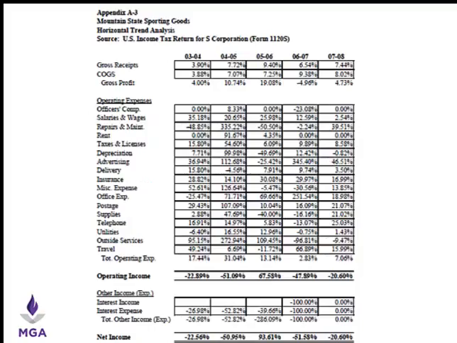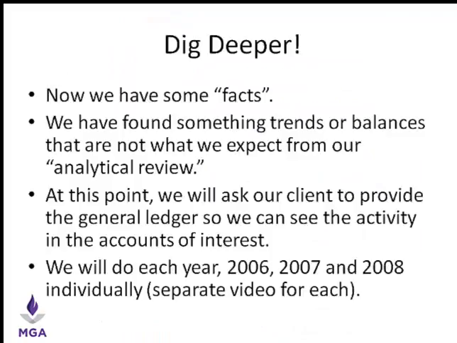You can also tell from looking at the horizontal analysis the places where things have ballooned, like advertising, repairs and maintenance, insurance, miscellaneous expenses, office expenses. So these are things we're going to be looking into in more detail, asking them to pull the back up and looking at the general ledger. So in the next video we will be looking specifically at the 2006 general ledger to see what we can learn from that.